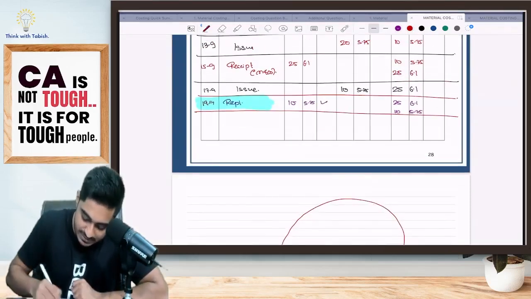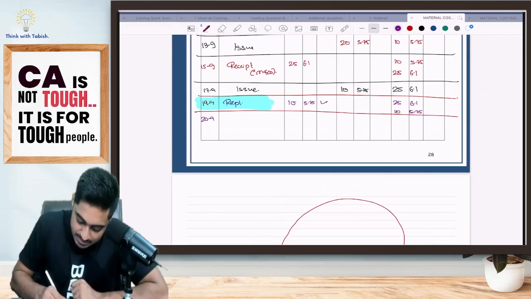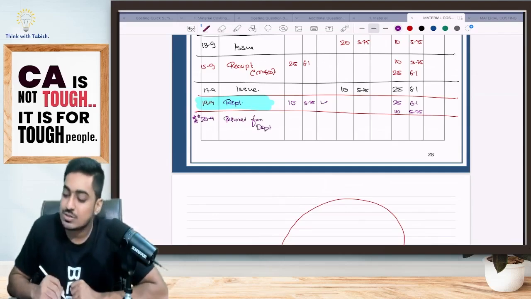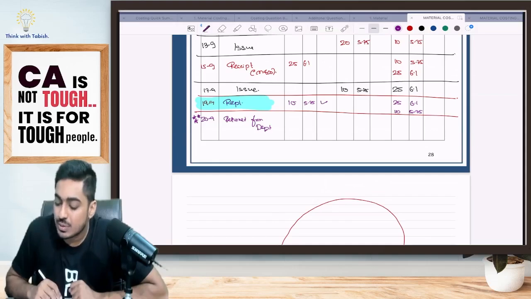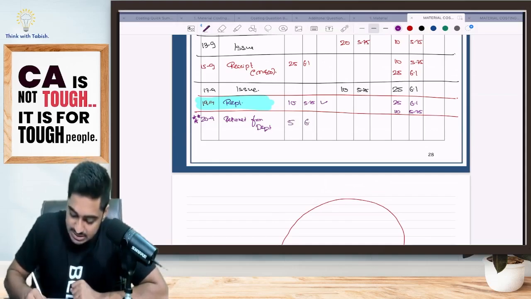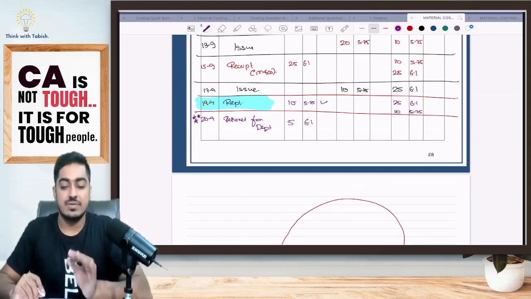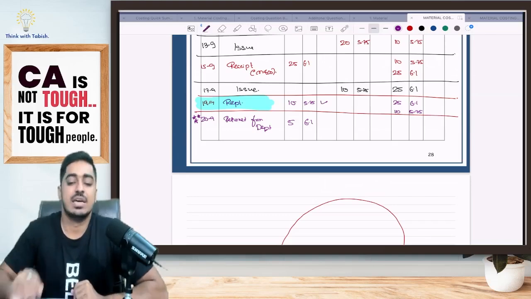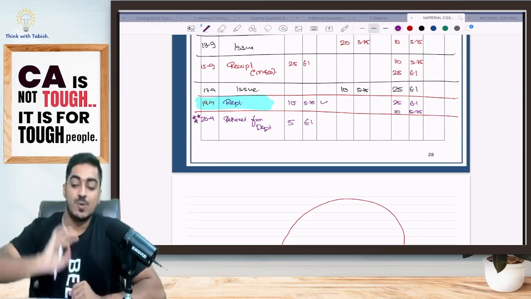Pay attention, everyone. 20th September: returned from department. How much goods are returned? Don't worry, the entire note I'll give to you. 5 units are returned. At what rate is it returned? 6.1 it is returned. Till here whether things are fine? Yes sir, till here things are fine. But wait, it is not fine. Why is it not fine?